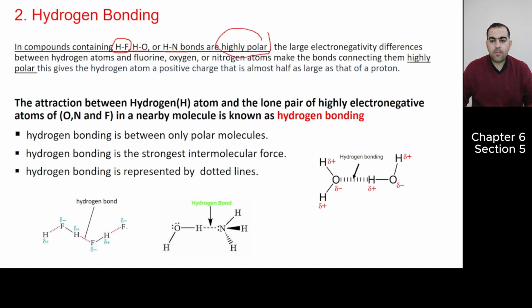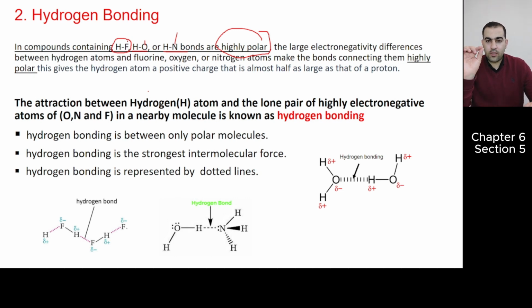We call them highly polar. When these bonds in a molecule are highly polar, the molecule is polar. If there is another molecule, the hydrogen with the lone pairs of fluorine, oxygen, or nitrogen in another molecule is called hydrogen bonding. It's going to be very strong.